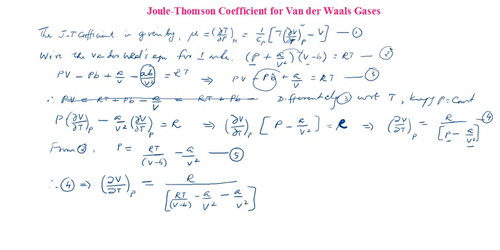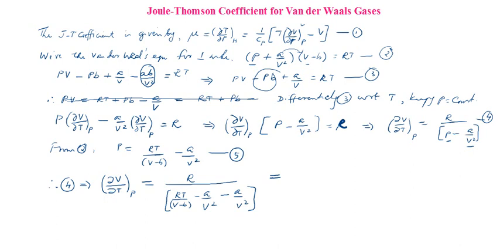Which can be further simplified. I'm doing two steps now. This minus A by V square minus A by V square can be combined, so it becomes minus 2A by V square. Then there is a V minus B in the denominator of the first term, so I'm just multiplying the numerator and denominator by V minus B. So what will this equation become?